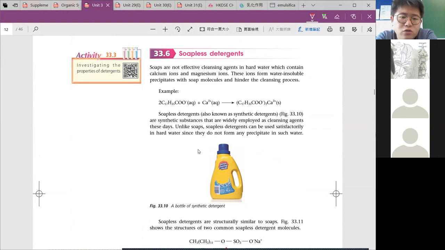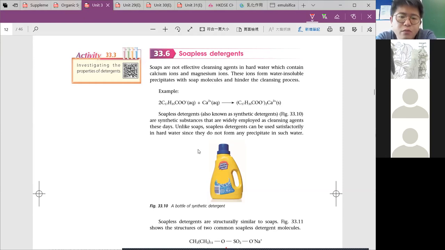So shall we take a look at 33.6. So we have got another type of cleaning agent. You may find it's not just soap, but also some detergents, right? But what is the difference between soap and detergents? Is it just solid or liquid? It's not like this, but also the raw materials making it are different. So let's go over what that is, and take a comparison of those.